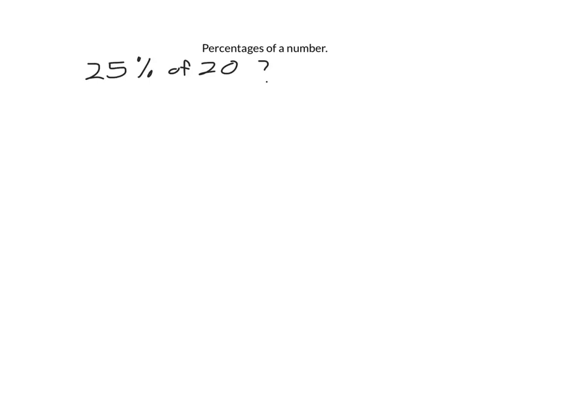Percentages of numbers. Just like lots of things in maths, there is more than one way of doing it. If I saw this question here, what is 25% of 20? 25% I know is equal to the fraction 1/4. So the easiest way of solving this question would be to change your 25% to 1/4 and just say what is 1/4 of 20. 1/4 of 20 is 5.